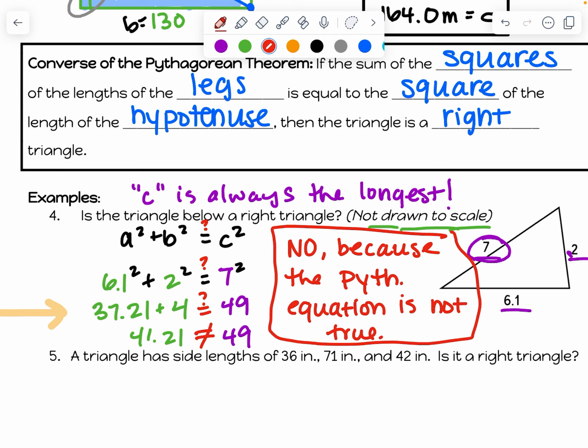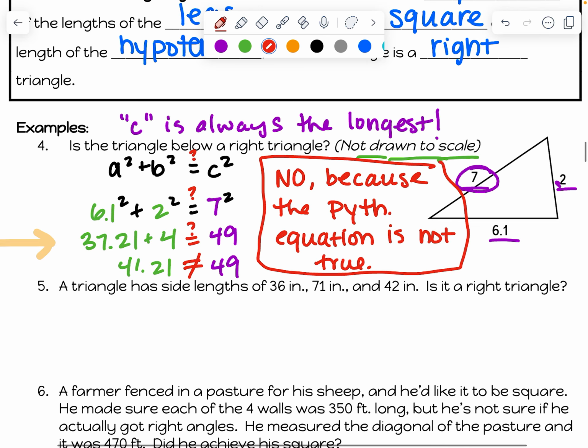Okay, we got one more. Because the nice thing about using the converse of the Pythagorean theorem is we don't even have to see the triangle. Even when we do see the triangle, it's not really that helpful, like if it's not drawn to scale in number 4. But as long as we have all 3 sides, we have all the information we need to be able to put this into the Pythagorean equation. We don't have to find the right angle in the picture.